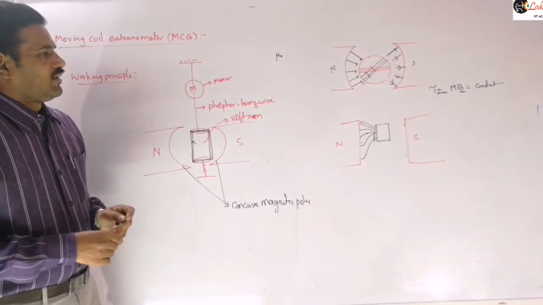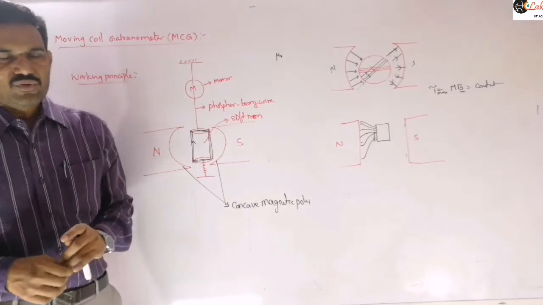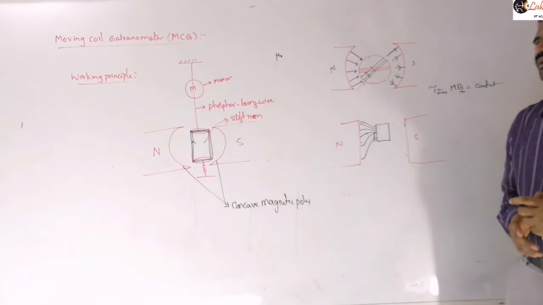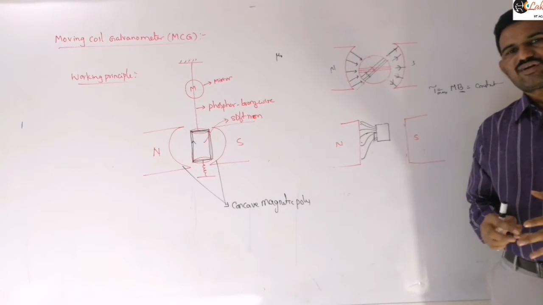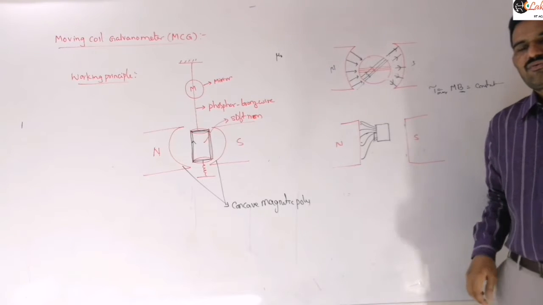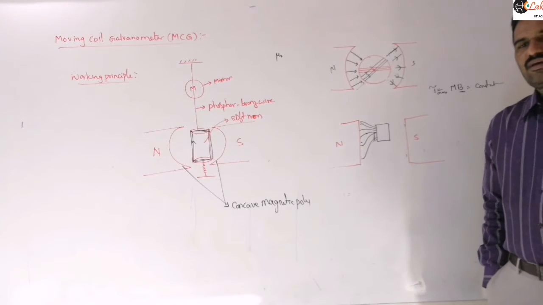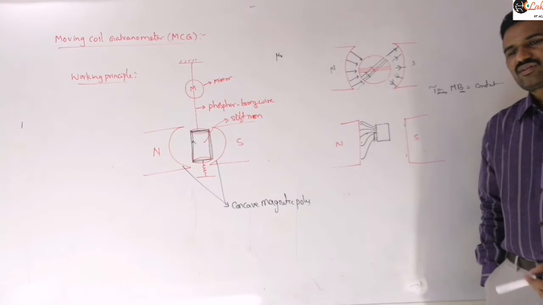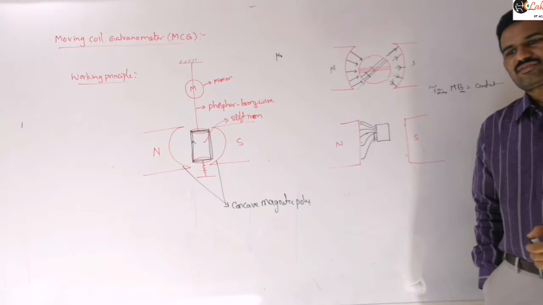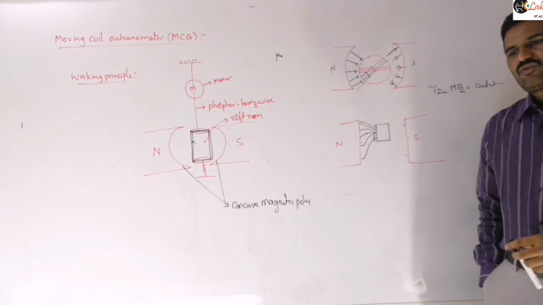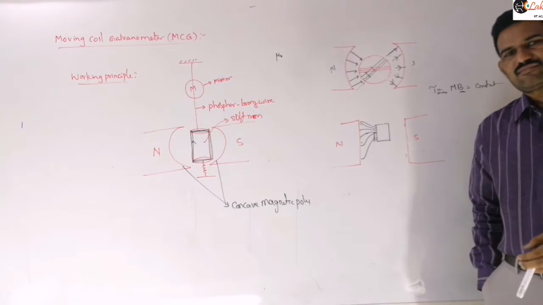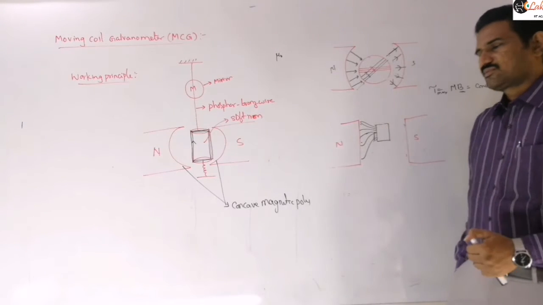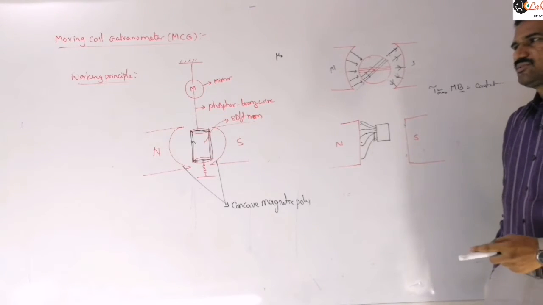To suspend the coil, we use quartz or phosphor bronze wire because the wire should possess a high Young's modulus and a low rigidity modulus value.